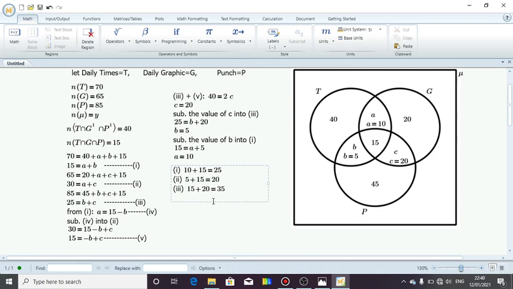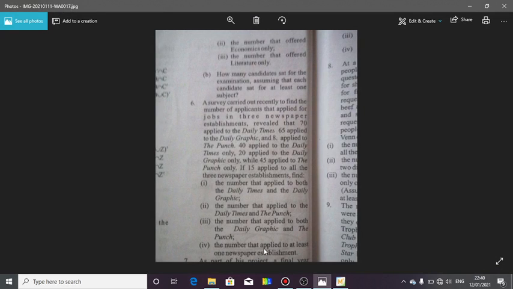Okay, then finally number 4, what are we calculating? Number 4 says the number that apply to at least one newspaper establishment. Okay, this is the total number of the people. So this universal set they are asking for now. You get what they are saying now? At least one, that means those that apply to an establishment. So it's the total number they require in number 4.